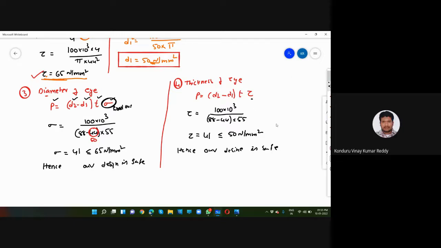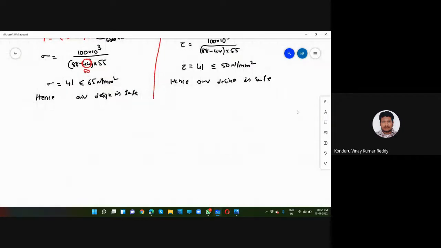And now, we have completed four steps. Fifth step is we are going to find, either you can write thickness, if not you can write diameter of eye only. One is with respect to normal, one is with respect to shear, this is with respect to crushing. We are having three formulas: normal, shear and crushing. Here we have to write the formula depending upon crushing.